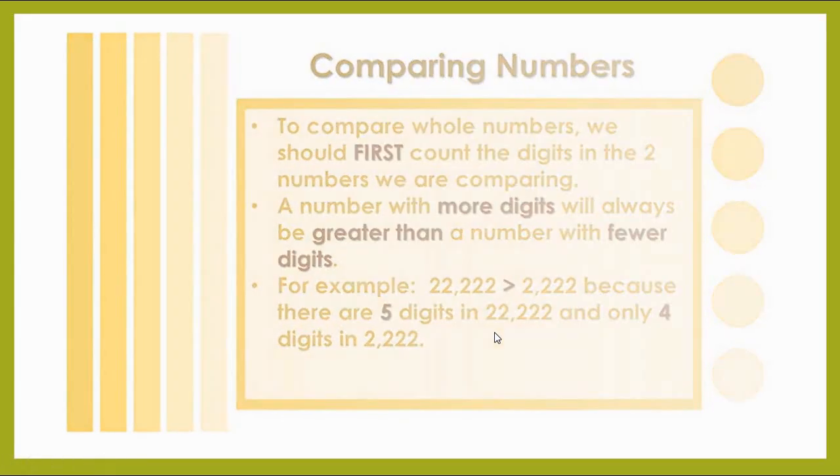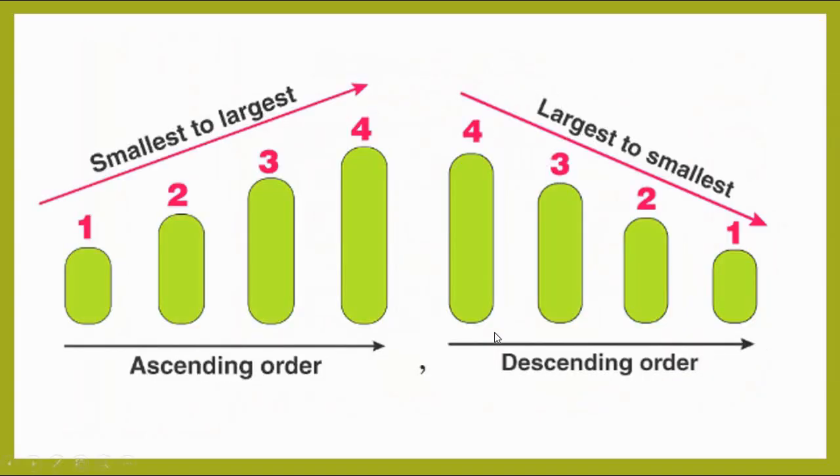But what if I give you more than two numbers? At that time, you have to arrange the given numbers from smallest to largest or largest to smallest. Smallest to largest is called ascending order and largest to smallest is called descending order.